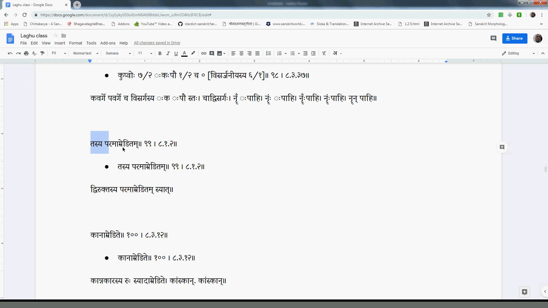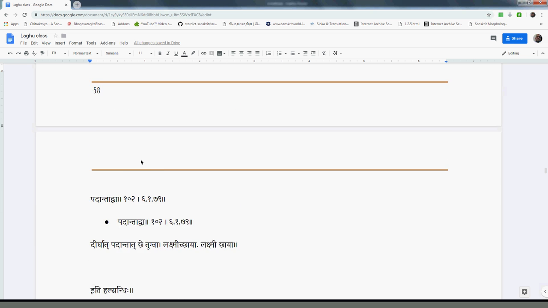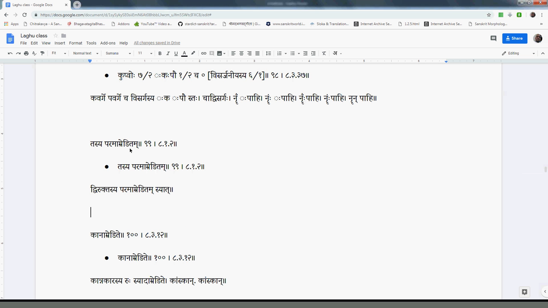Tasya Paramamreditam. This sutra says what? I'll just mention it. We'll do it further, because there are a couple more sutras we'll do in the next part. But I'll just cover this. Tasya Paramamreditam. Amreditam is a sanya. This is a sanya sutra which says tasya. Tasya kasya? When dvittvam is there. Sarvasya dve.